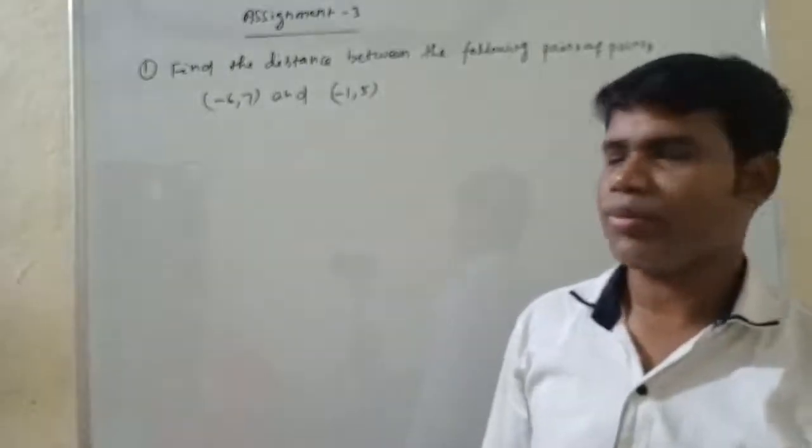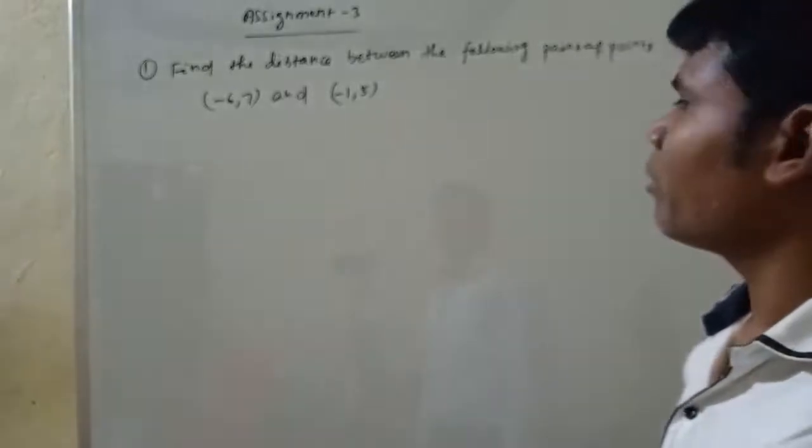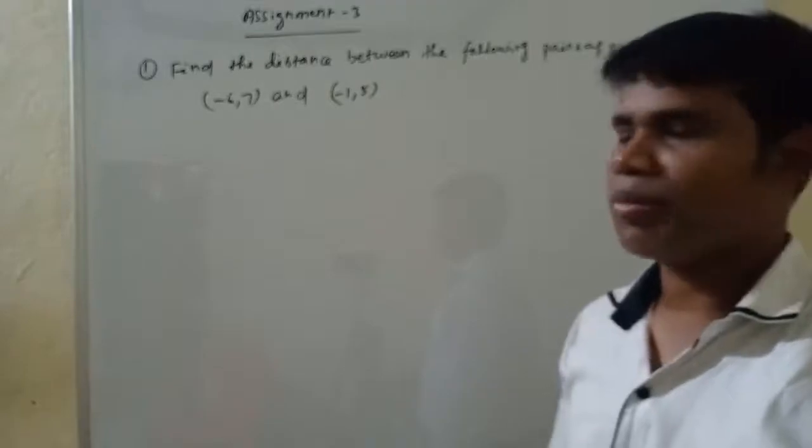The question is given: find the distance between the following pair of points. The points are (-6, 7) and (-1, 5).